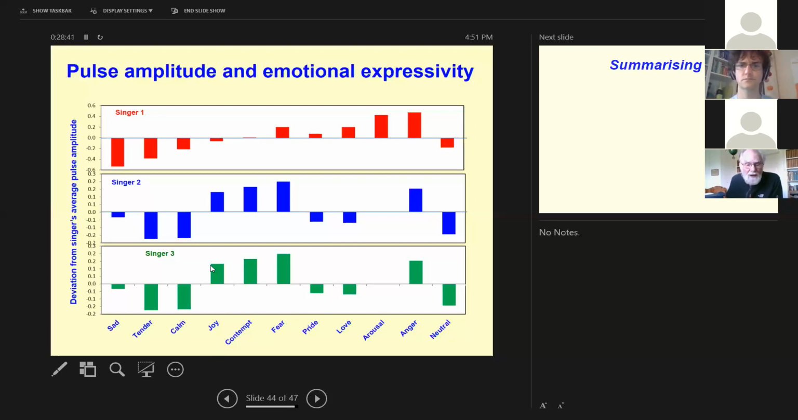On the other hand, I see joy, contempt, fear, and anger. They are high, so they have a low amplitude of the voice source fundamental. And tender, calm, sad, they are hanging on the low side here. So that means that they have a strong fundamental. The essence of this was that actually the voice source is used for expressive purposes, and we don't need to have the same code.